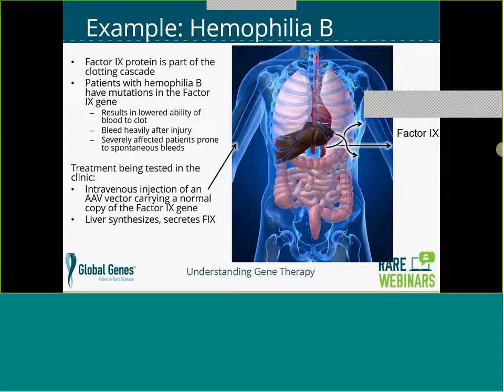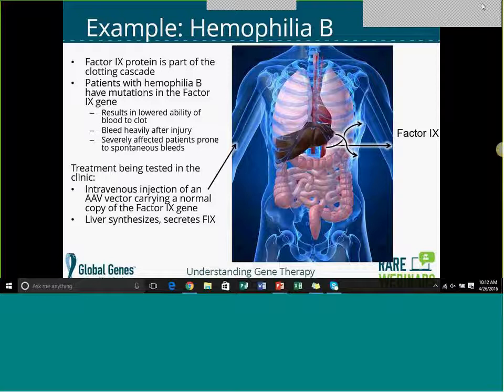Slide, please. So one quick example of this is an example I mentioned before. It's Hemophilia B. This is caused by mutations in the gene encoding factor IX, which is part of the clotting cascade. So in patients with hemophilia B, they have mutations in this gene. It results in a lowered ability of their blood to clot. They will bleed heavily after injury, and depending on how severe their disease is, they can also get spontaneous bleeds, which can be quite damaging and even dangerous.